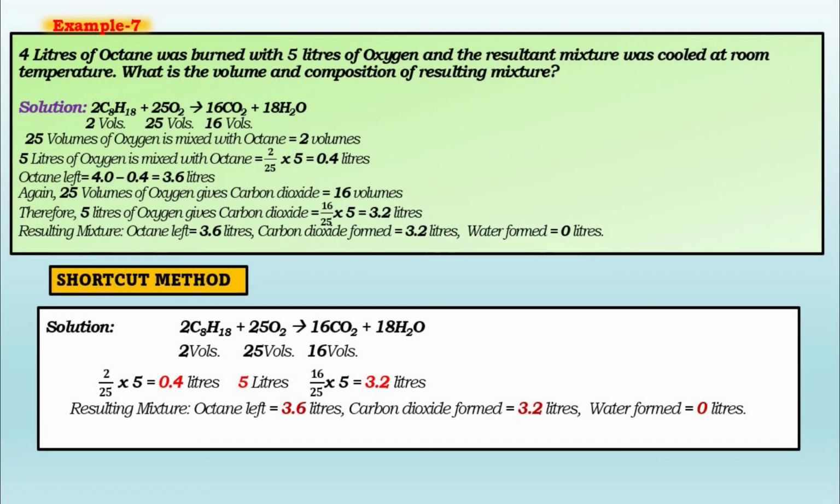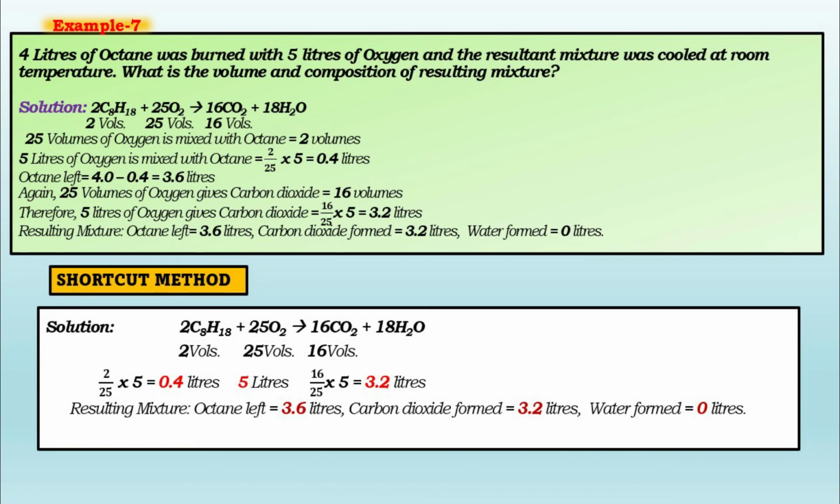Example 7. 4 liters of octane was burned with 5 liters of oxygen and the resultant mixture was cooled to room temperature. What is the volume and composition of the resulting mixture? Solution. The equation is 2C8H18 plus 25O2 gives 16CO2 plus 18H2O. Now that means 2 volumes of octane react with 25 volumes of oxygen to give 16 volumes of carbon dioxide, and the water volume becomes zero because it is measured at room temperature.